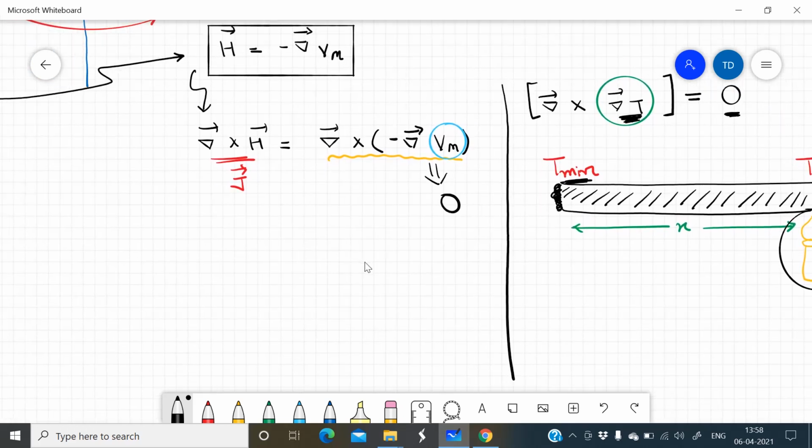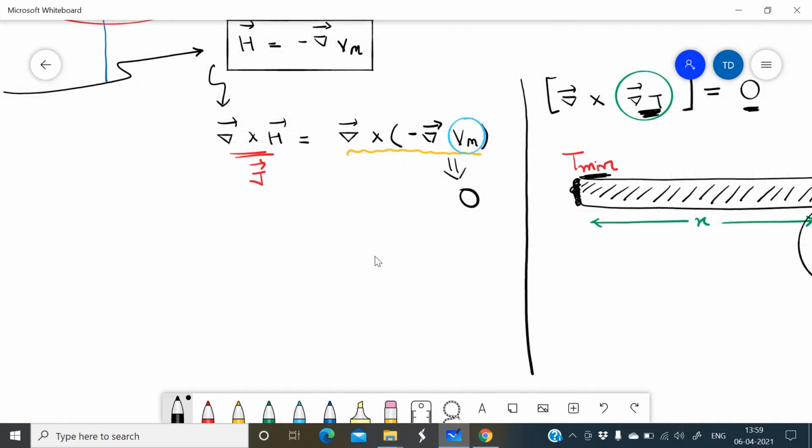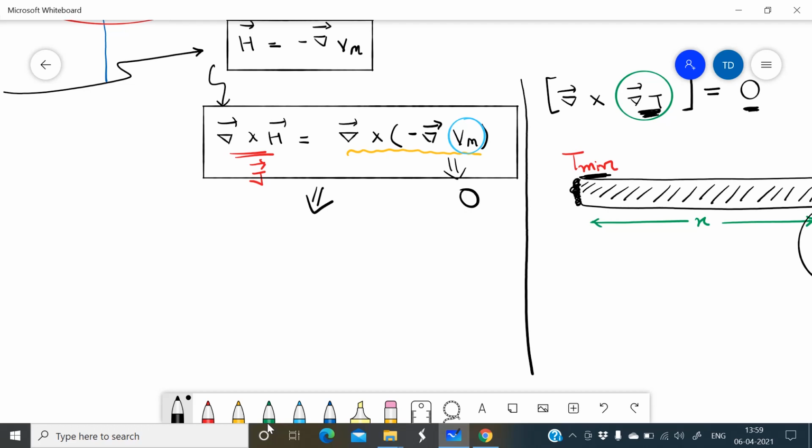Now it's a contradiction. Why? Because del cross H is equal to J according to Ampere circuit law and Maxwell equations, but del cross del Vm is equal to 0. Actually this equation is valid under one condition, and the condition is that this equation is valid whenever current density is 0. That means magnetic scalar potential is only defined in a region where current density is 0.